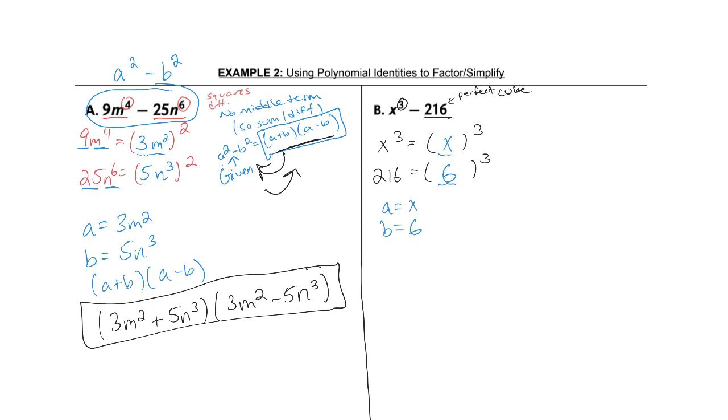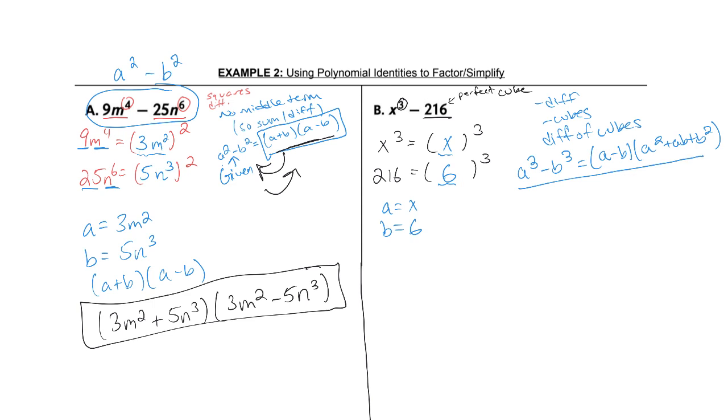Right? We have subtraction, so difference, and we have cubes. So we're going to have to use the difference of cubes formula, right? Where we have a cubed minus b cubed is equal to a minus b times a squared plus ab plus b squared. Right, this is the formula we have to use.